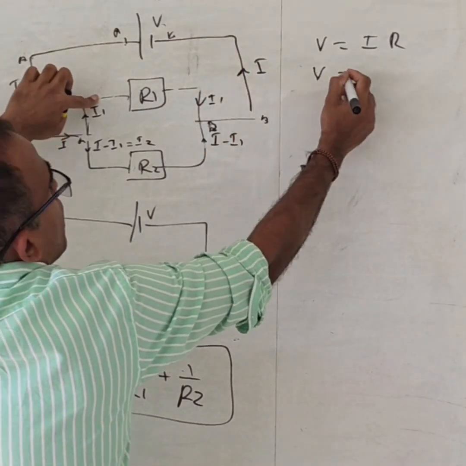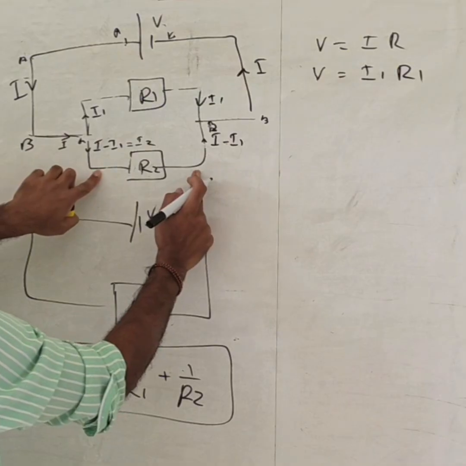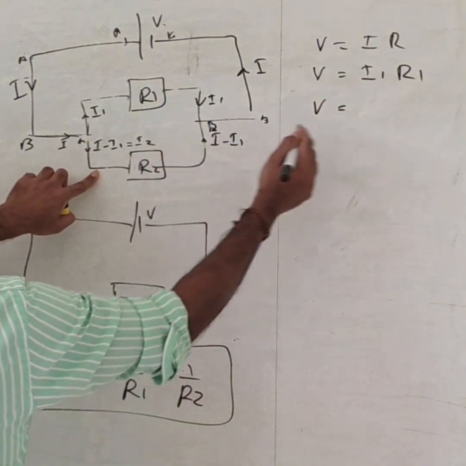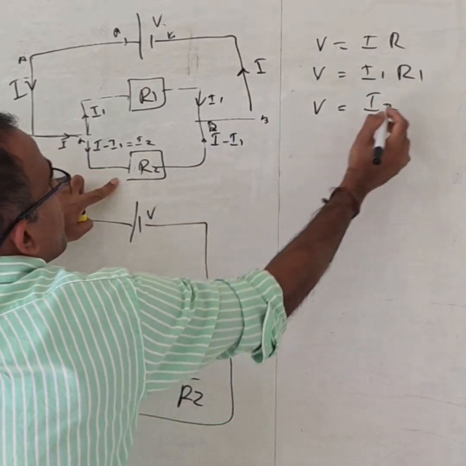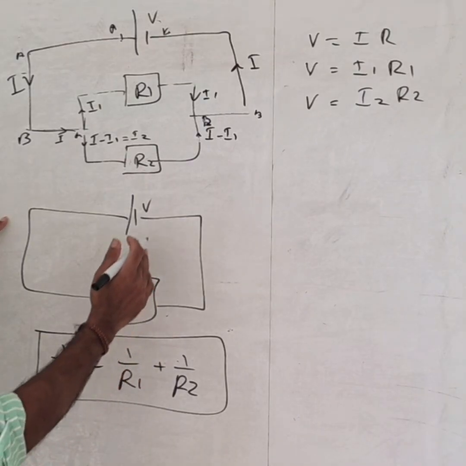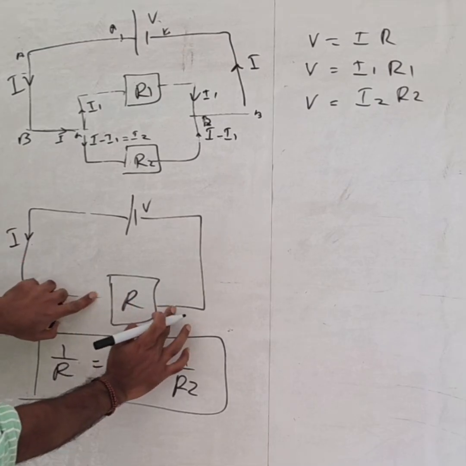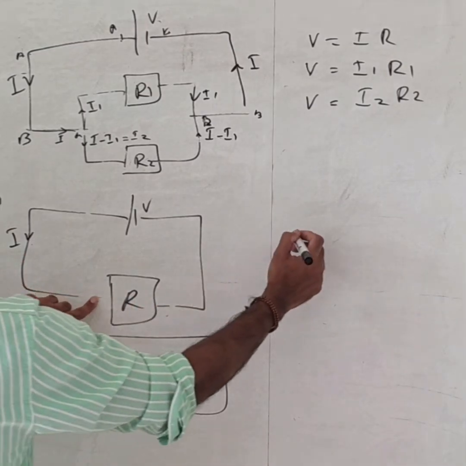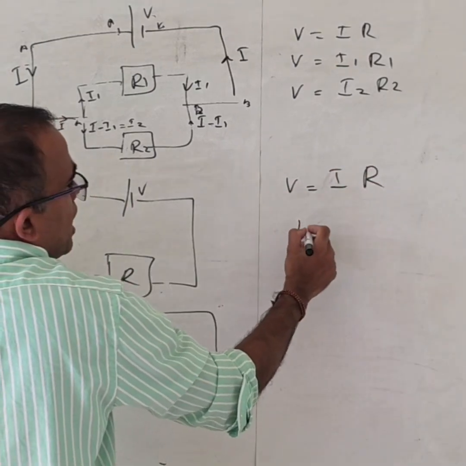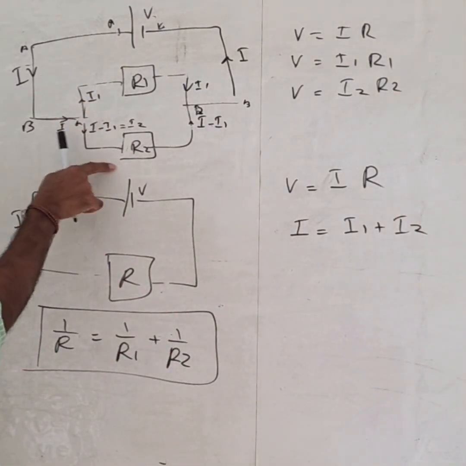So same V is equal to I1 R1. If I apply the same rule here, same voltage, same potential difference, V is equal to I2 R2. So we told that we are going to find the equivalent resistor here. So same I is going through this one. If this is V, the potential difference between these 2 points are V, I can write an equation V is equal to IR. I can say I is equal to I1 plus I2.